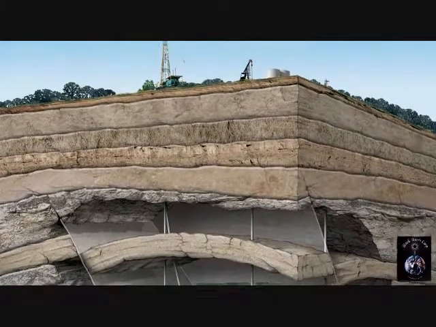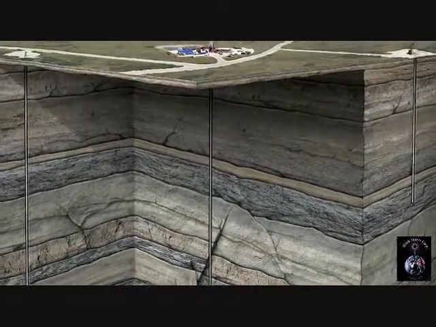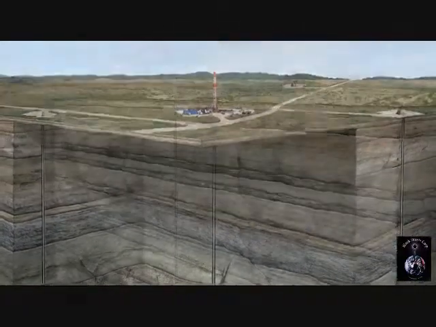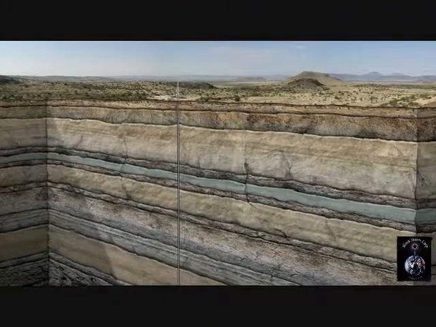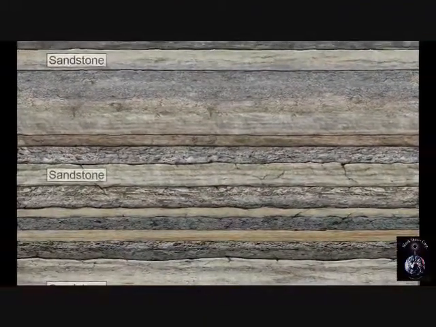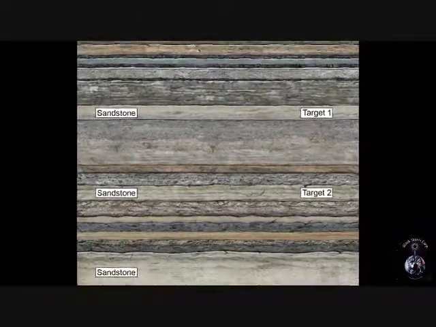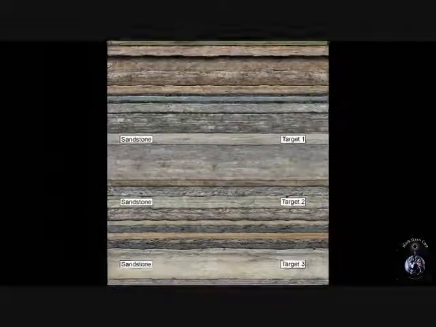There are many formations with multi-zone oil and gas reservoirs that are vertically drilled and stimulated using hydraulic fracturing to optimally recover these hydrocarbons. In this example, we show a well targeting 3 sandstone layers, although this number may vary in different oil and gas plays.